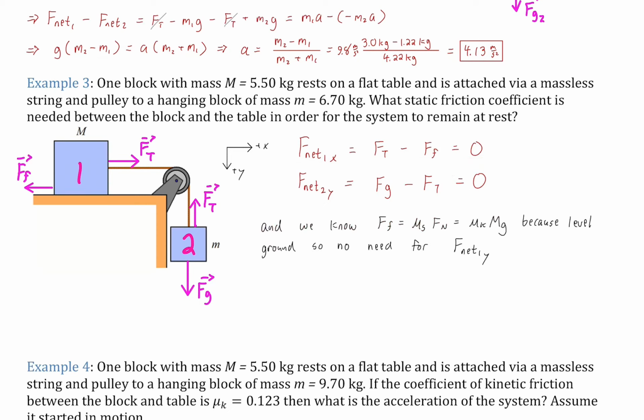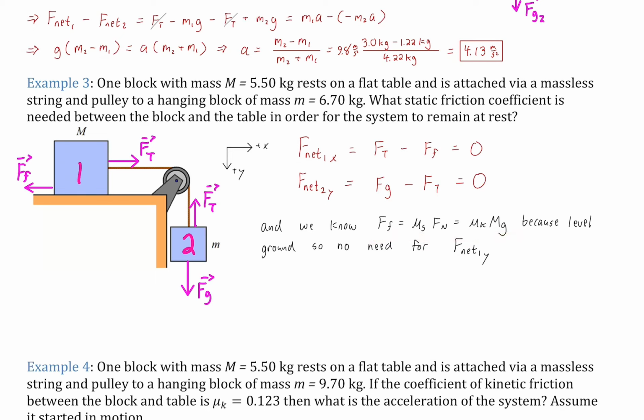Then moving right on, we also know that the friction force is equal to mu s F N, which is just equal to mu s Mg because level ground, so no need for F net 1y. Okay? I'm just saying we don't need that net force equation because we're familiar with this idea. It's the simplest case of friction. It's just level ground, okay?